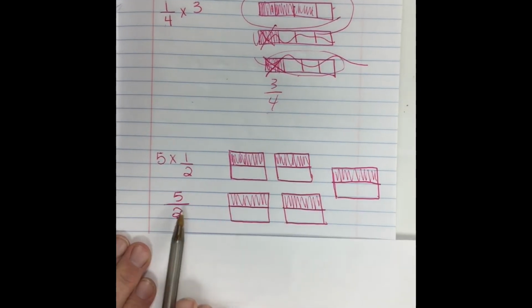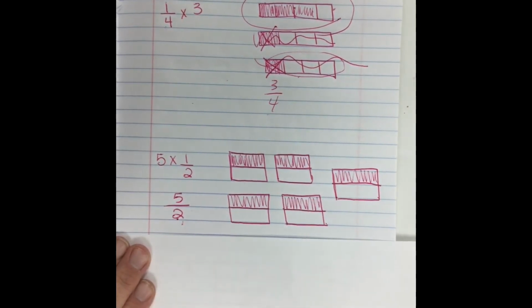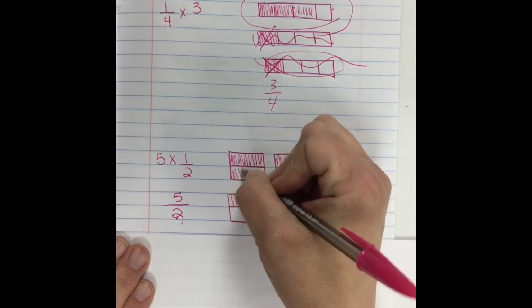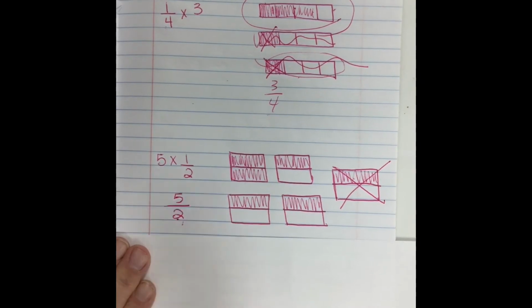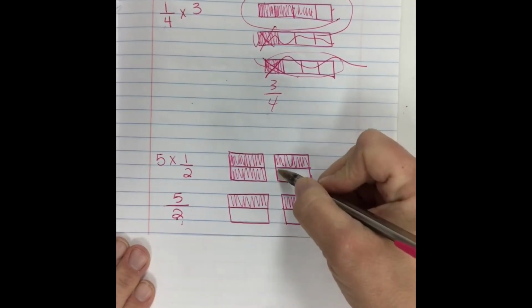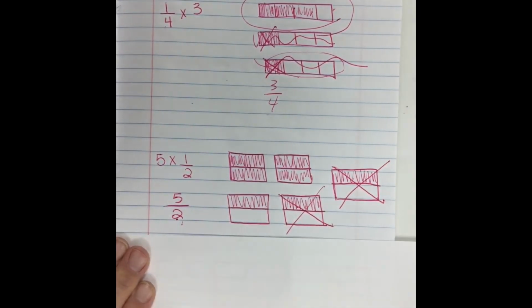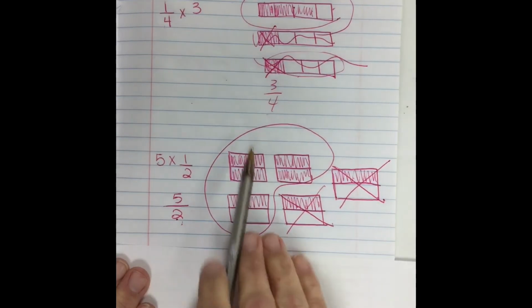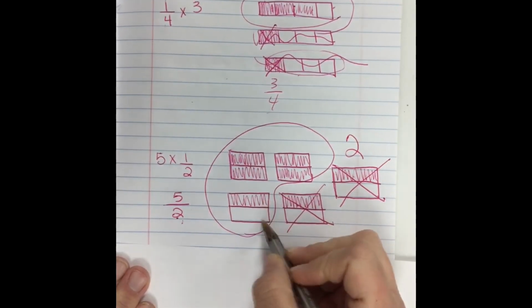Okay, so that's an improper fraction. Here's where you can use your model. I'm going to take this half and I'm going to shade it in over here. So now this half is gone. This model is gone. I'm going to take this half and I'm going to shade it up here. And so now this model is gone. So that leaves me this right here. 2 completely shaded models and 1/2 shaded.